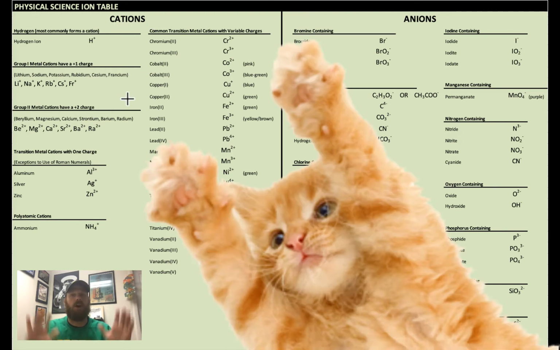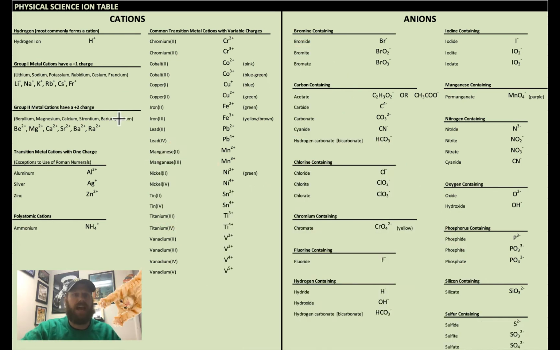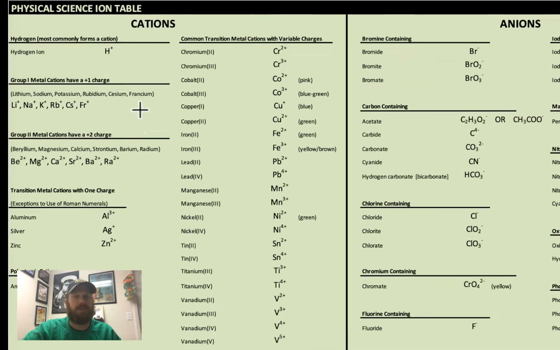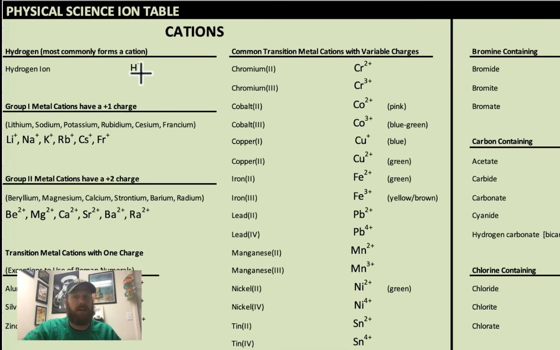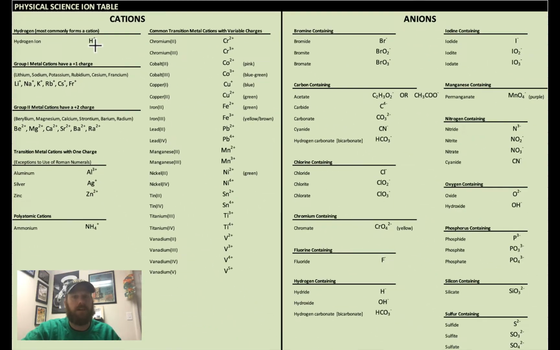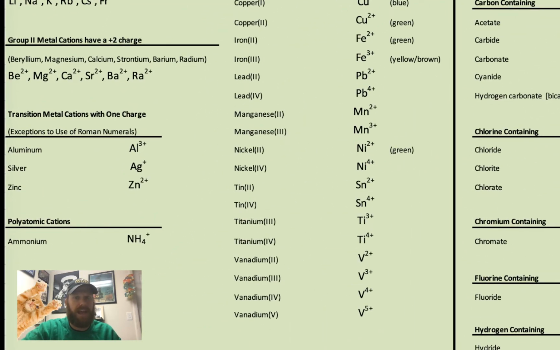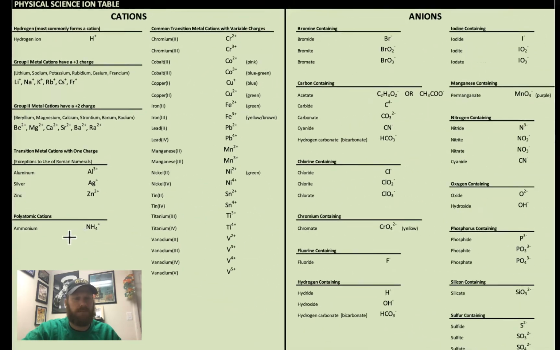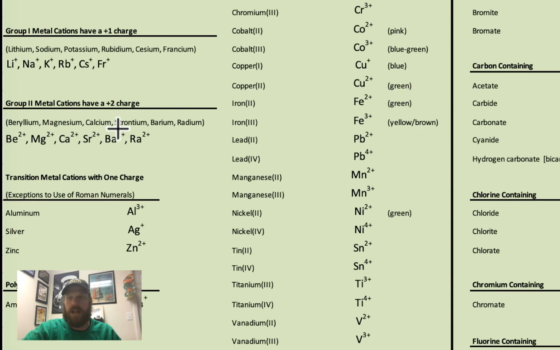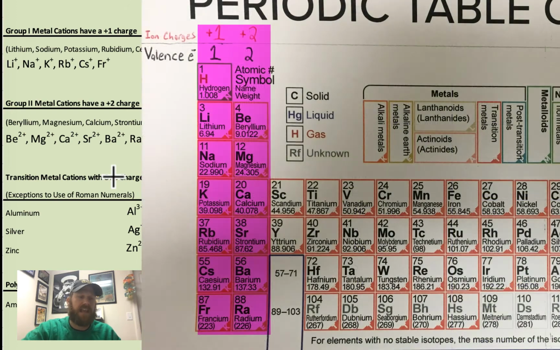Remember, cations are positive. Most of the cations are simply metal atoms that have lost electrons. The only exceptions are hydrogen, which is a nonmetal that most commonly forms a cation, and the lone polyatomic cation, ammonium, NH4+. On the far left, I have organized the metals that have consistent charge. The alkali metals all have a +1 charge, and the alkaline earth metals all have a +2 charge. You can get that same information from the periodic table.